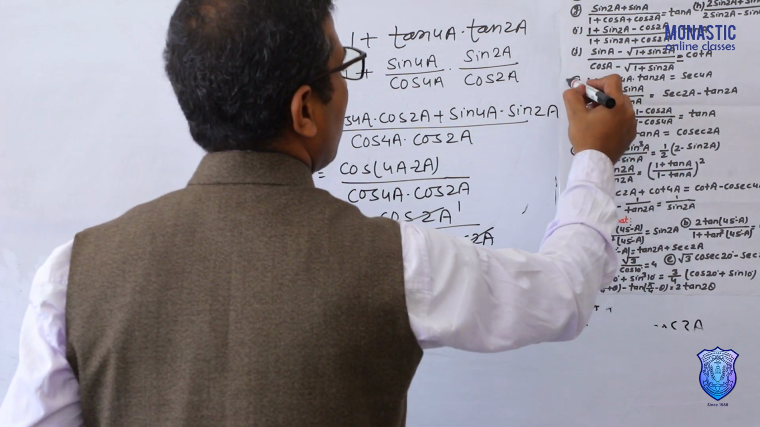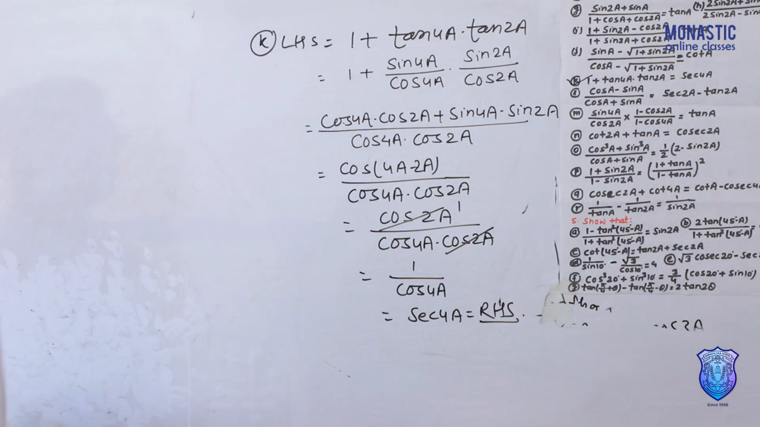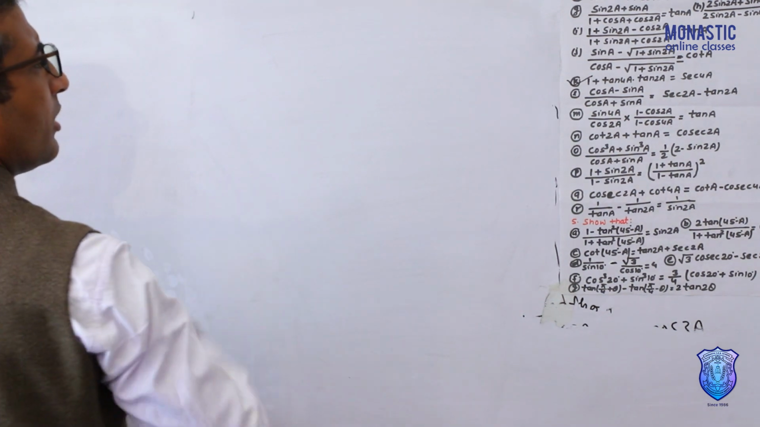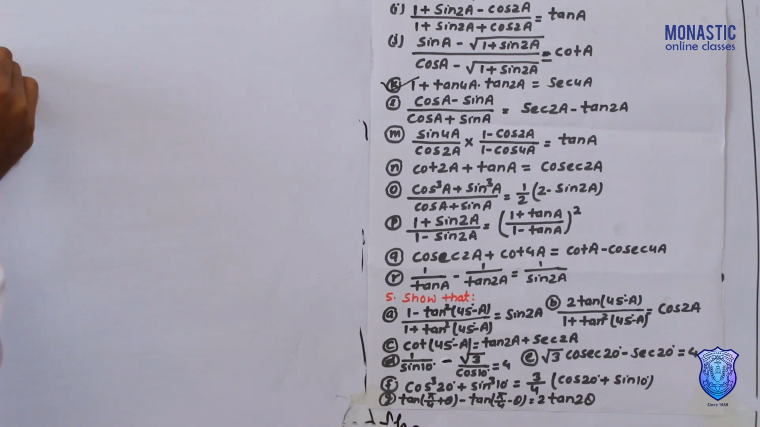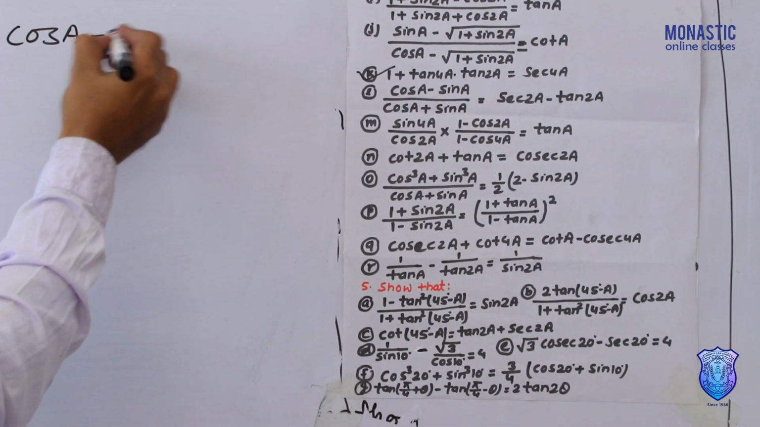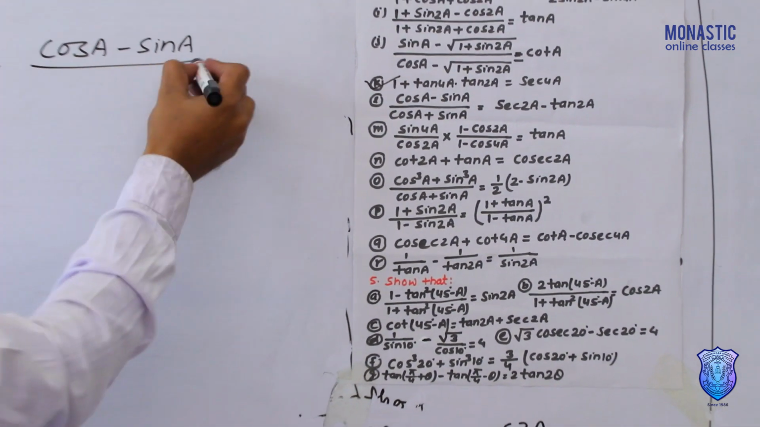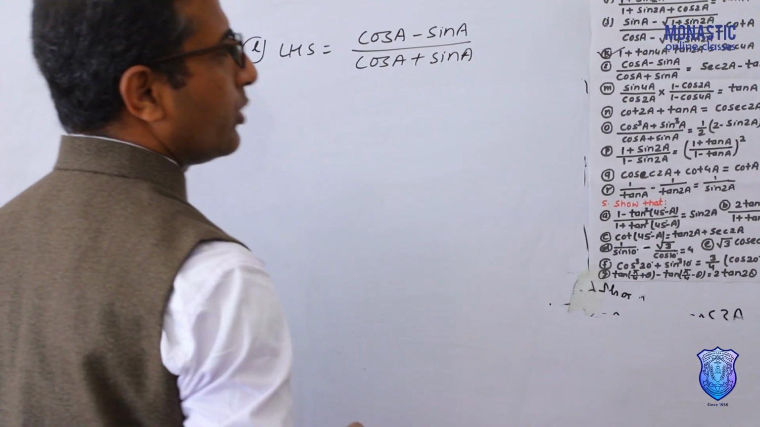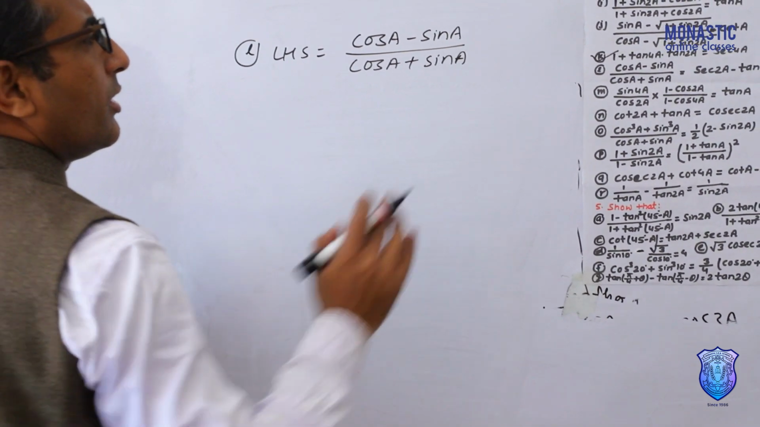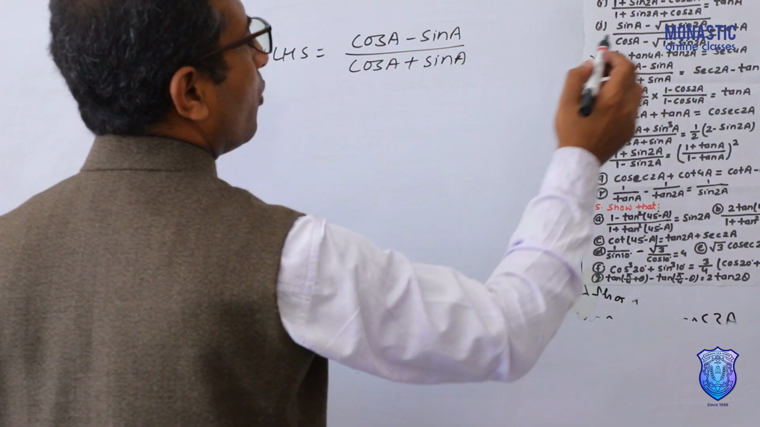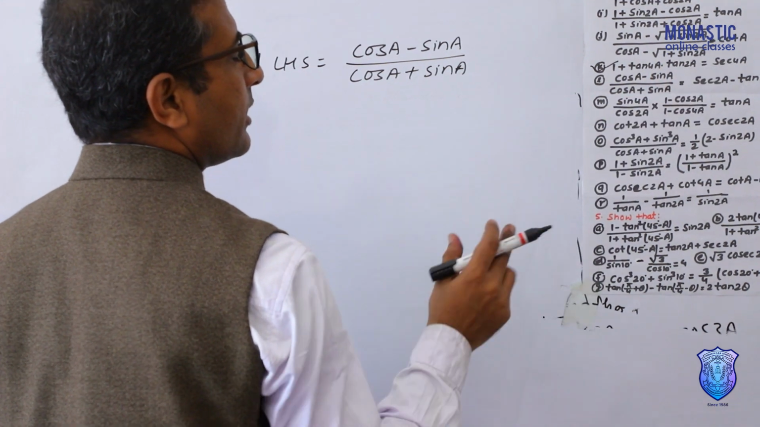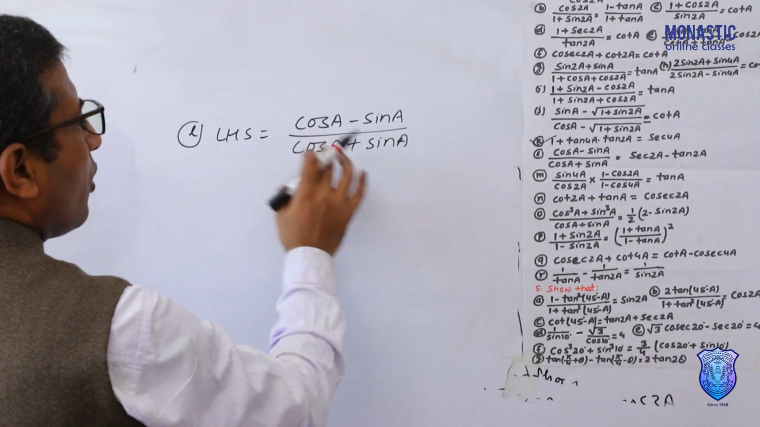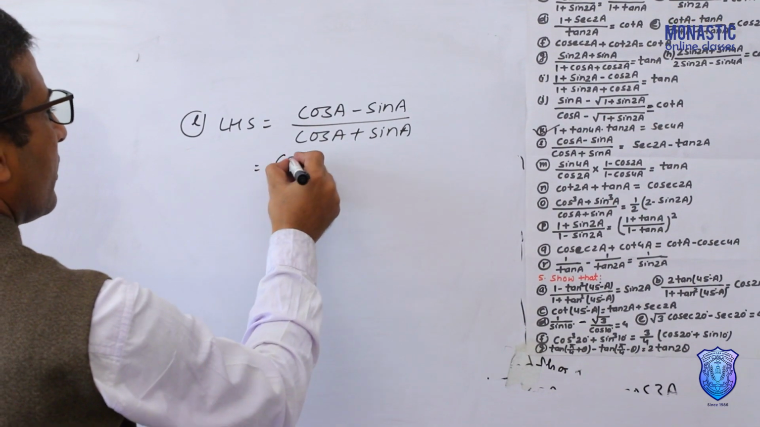We have completed up to K now. Question number L. L is (cos A minus sin A) by (cos A plus sin A). We want the result sec 2A minus tan 2A. If we go further, 1 by cos 2A minus sin 2A by cos 2A, taking LCM, cos 2A will be the LCM in RHS. It means we want cos 2A in the denominator.